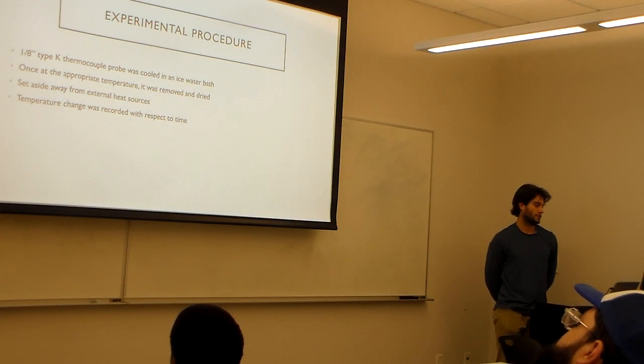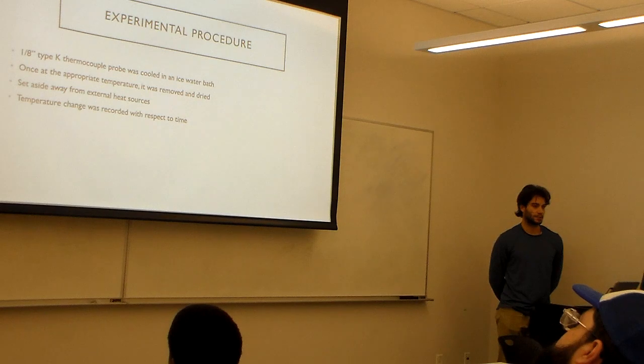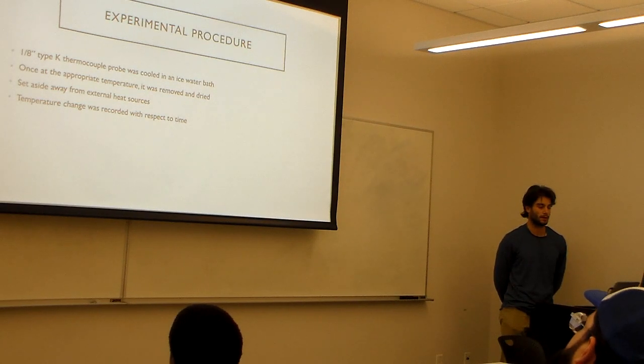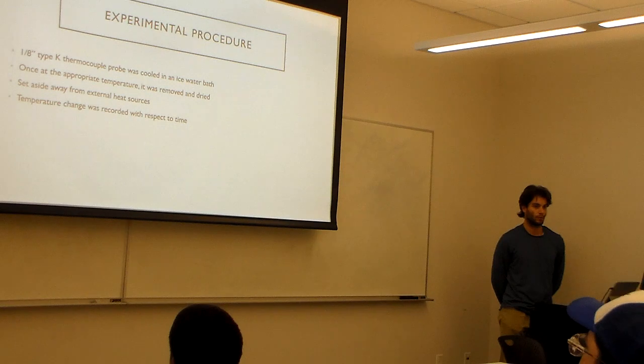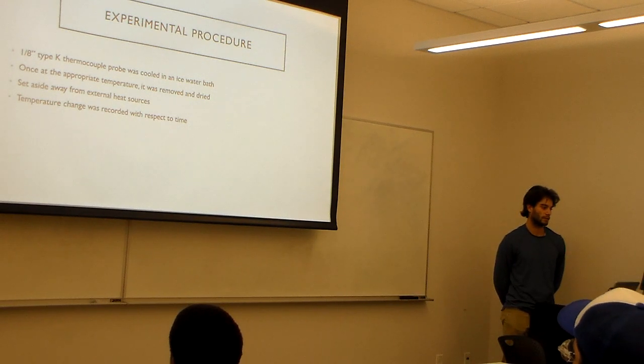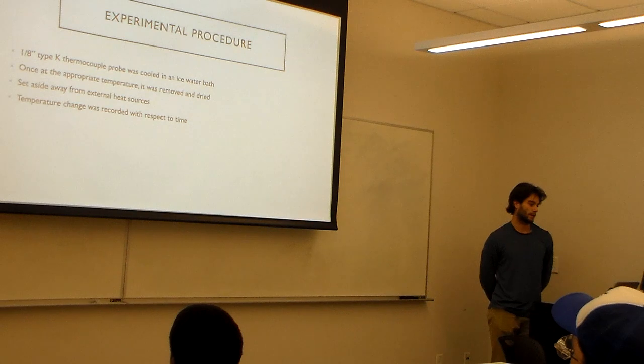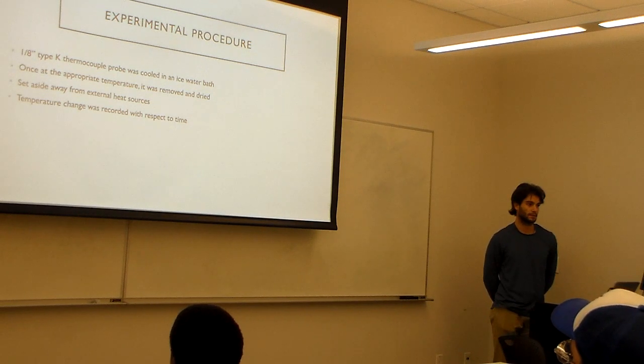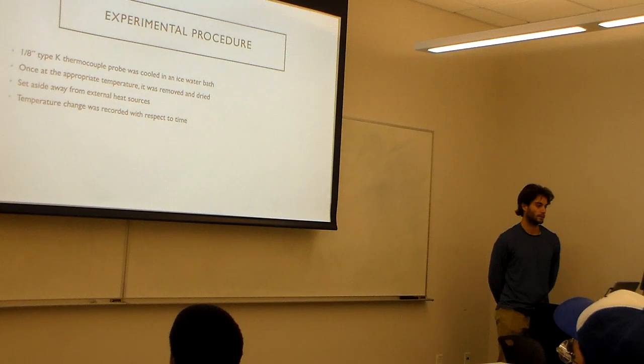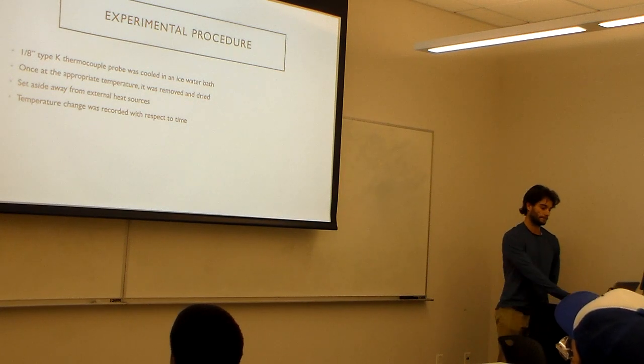For the experiment, we used a 1/8 inch type K thermocouple probe and cooled it in an ice water bath. Once it reached the uniform temperature of the ice water, we removed it and dried it. It was important to dry it to make the surrounding temperature equal to the room temperature and not an average of the temperature of the water on the thermocouple with the surroundings. And we also set it aside from external heat sources for the same reason, to make the surrounding temperature equal to the room temperature. And then we plotted the temperature change with respect to time.